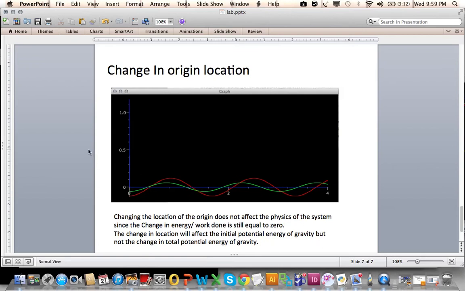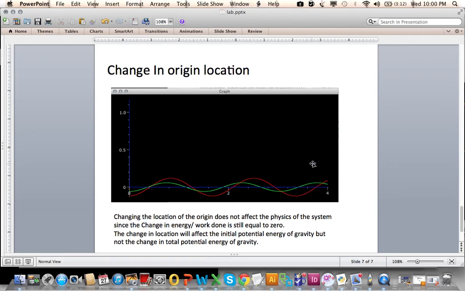So how would the change in origin location affect work or the physics of the system? Changing the location of the origin does not affect the physics of the system, since the change in energy or work done is still equal to 0, as you can see in this graph, 0.